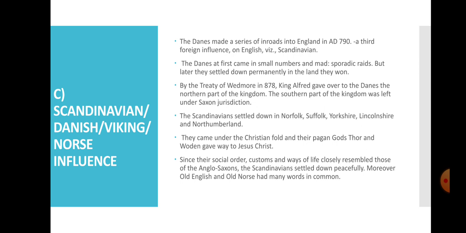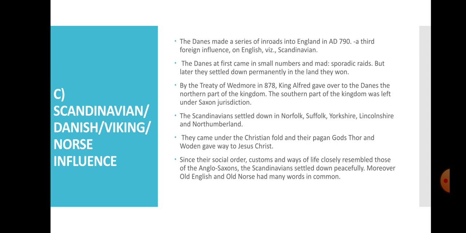Through the Danelaw, and through the Treaty of Wedmore, the northern part of the region was occupied by the Vikings, and the southern part was left under Saxon jurisdiction. The Scandinavians settled down in Norfolk, Suffolk, Yorkshire, Lincolnshire, and Northumberland. They came under the Christian fold, and their pagan gods Thor and Woden gave way to Jesus Christ.